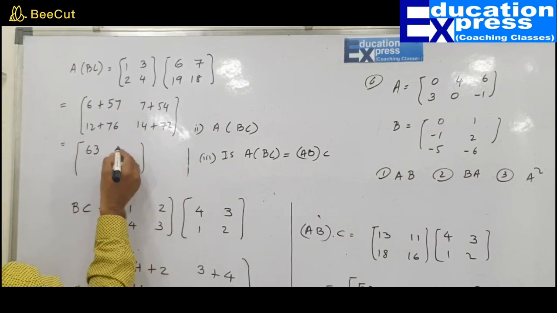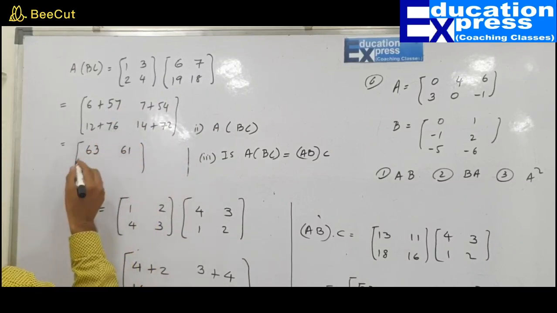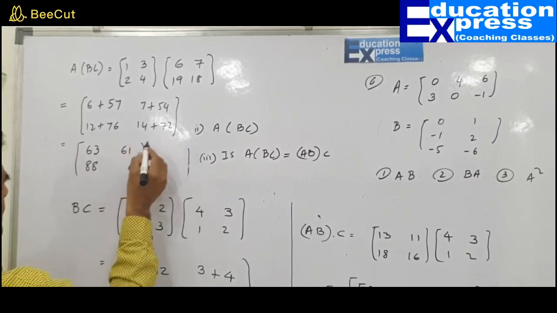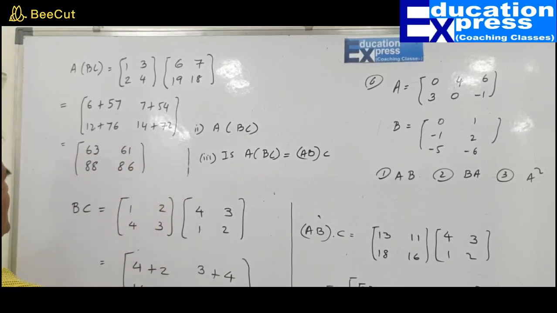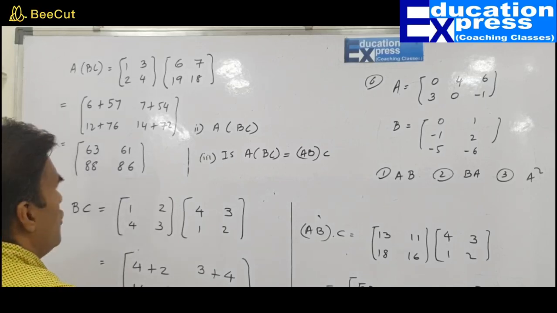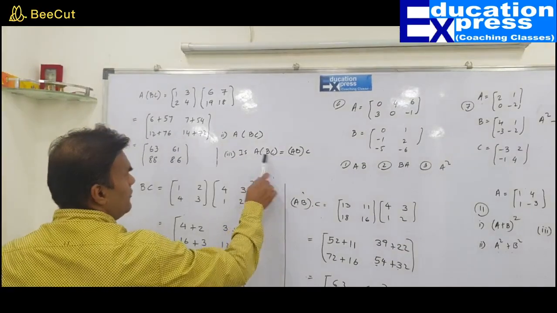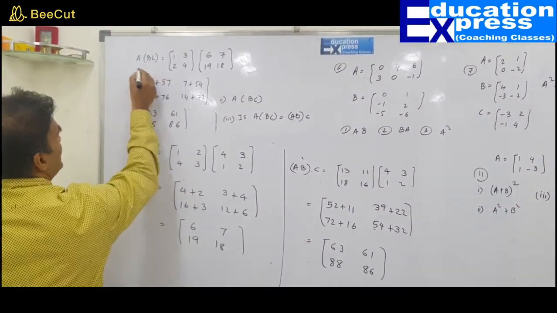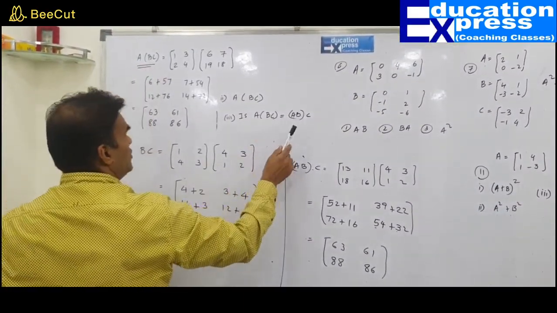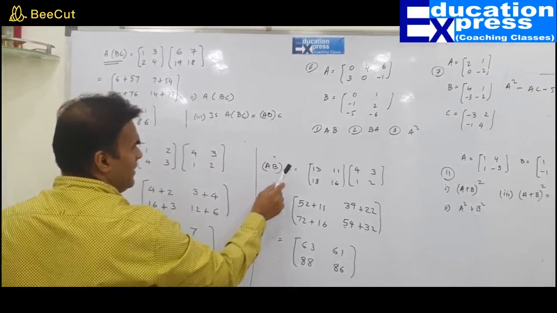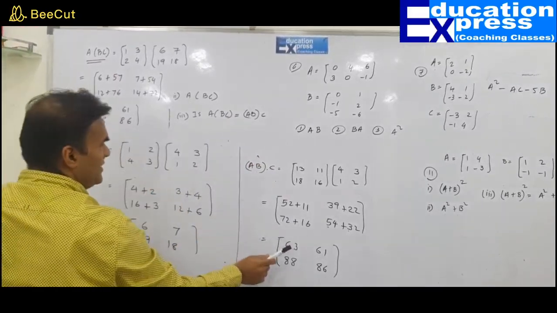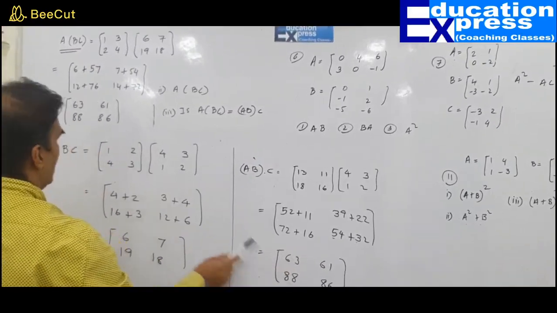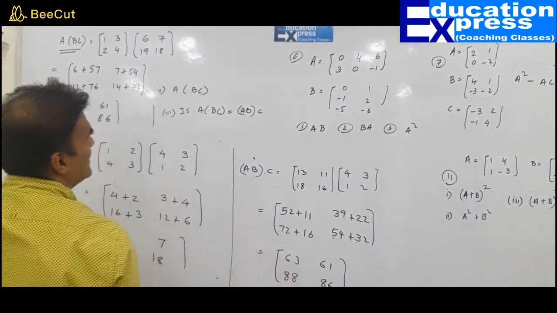63, 61, 88, 86. So, is A into BC, which is this, equal to AB into C? This is AB into C. 63, 63, 61, 61, 88, 88, 86, 86.